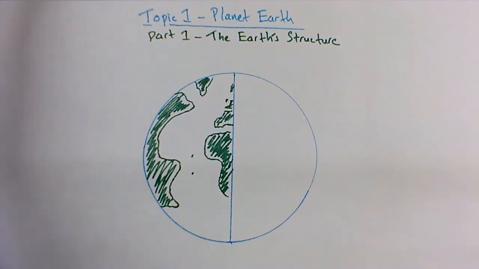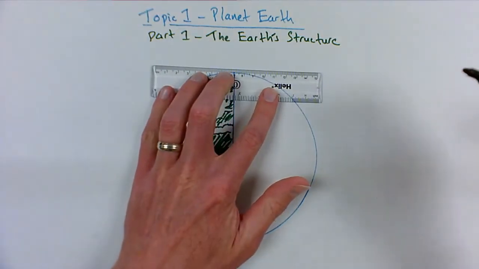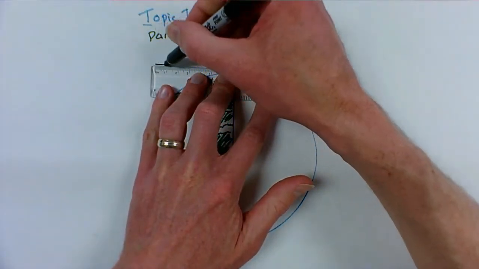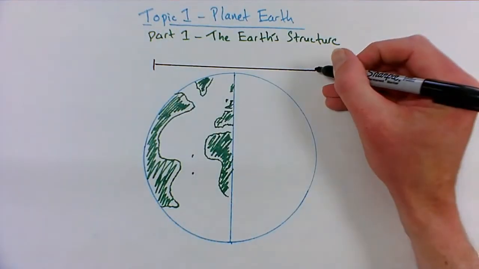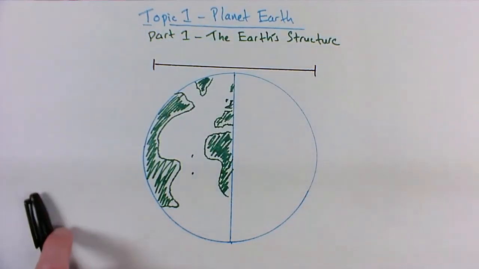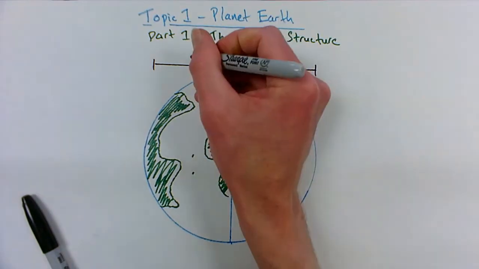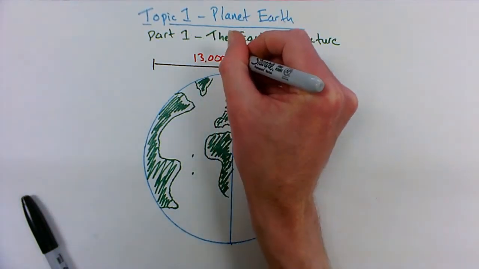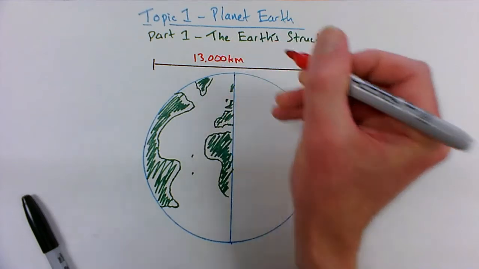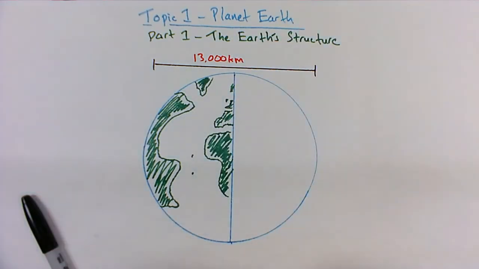Topic 1, Planet Earth, Part 1, the Earth's structure. The first thing to note about the Earth's structure is the size of it. The Earth's diameter is about 13,000 kilometers. Diameter, remember, is from one side to the other side. So 13,000 kilometers all the way across.